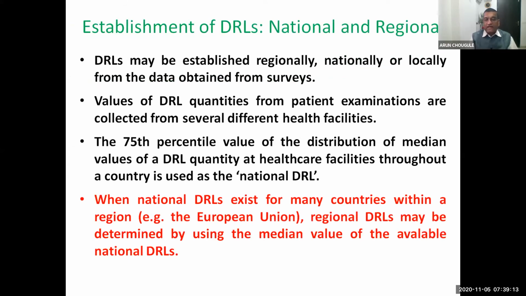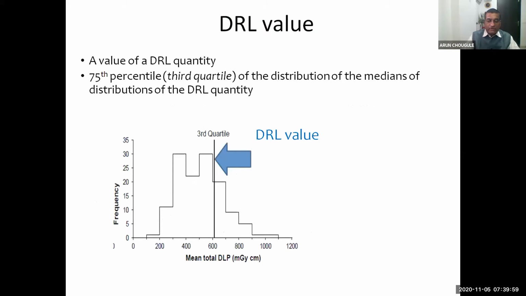So, establishment of the DRL, national and regional. DRLs may be established regionally, nationally, or locally from data obtained from surveys. Values of DRL quantities from patient examinations are collected from several different health facilities, as I told you, level 1, level 2, level 3, private, university hospital, government hospital, having wide distribution from the country or the region. When national DRLs exist for many countries within a region, such as the European Union I just talked about, the regional DRL may be determined by using the median value of the available national DRLs, and this is what we use: the third quartile or 75th percentile for the DRL values.